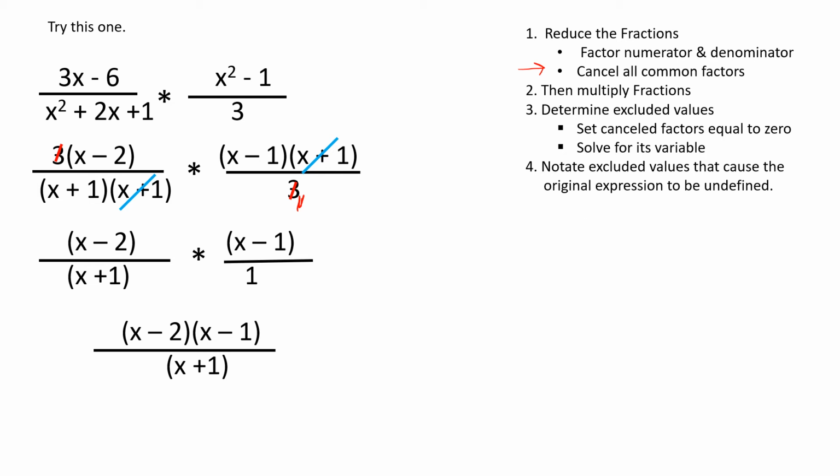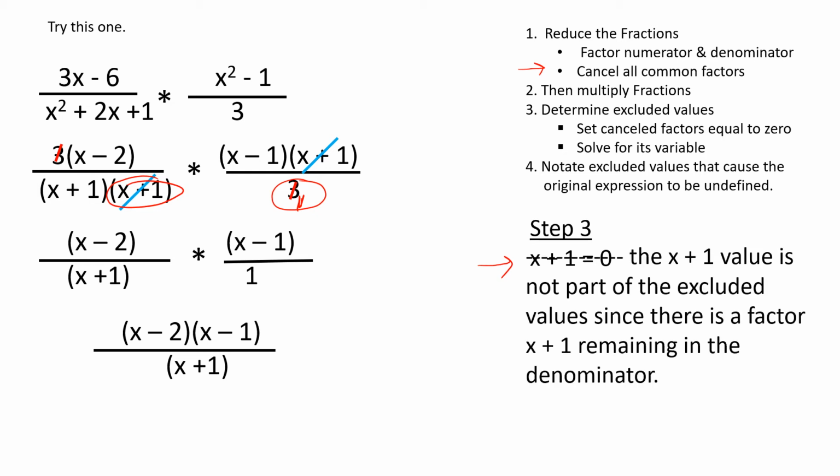Now we need to do step 3, right? Notice what did we cancel? We canceled out this x plus 1, so that's why we have to set it to 0. We canceled out a 3, but there's no variable there, so we're okay. So in step 3, then we're going to go ahead and solve. But why wouldn't I just say x equals a negative 1, saying x cannot be a negative 1? Why wouldn't I have done that and made it an excluded value? Remember what happened in the last problem that we just did?